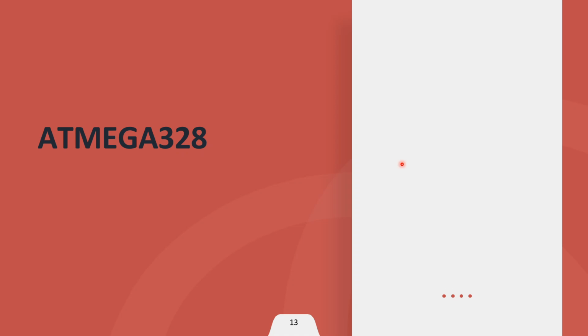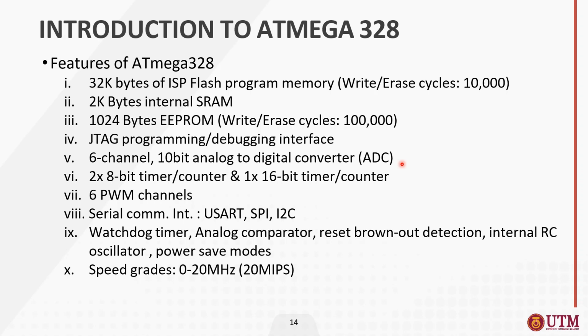So today we will continue our lesson on embedded systems, chapter 2, which is about the ATmega 328. The ATmega 328 is one of the microcontrollers introduced by Atmel, and these are some of its features.